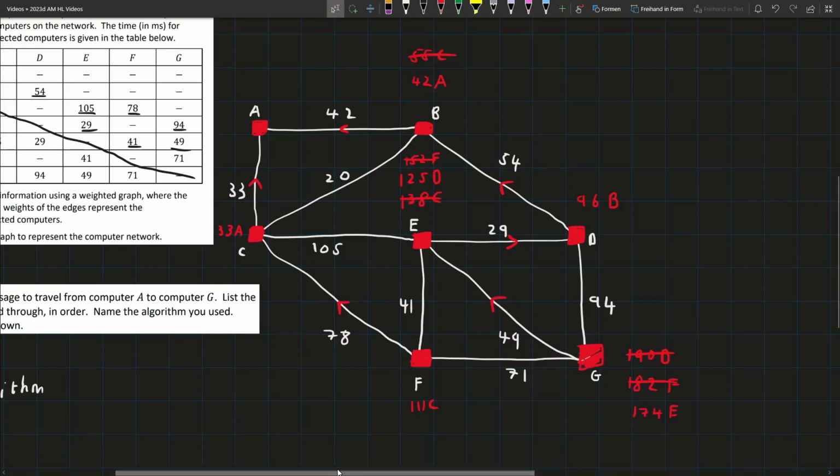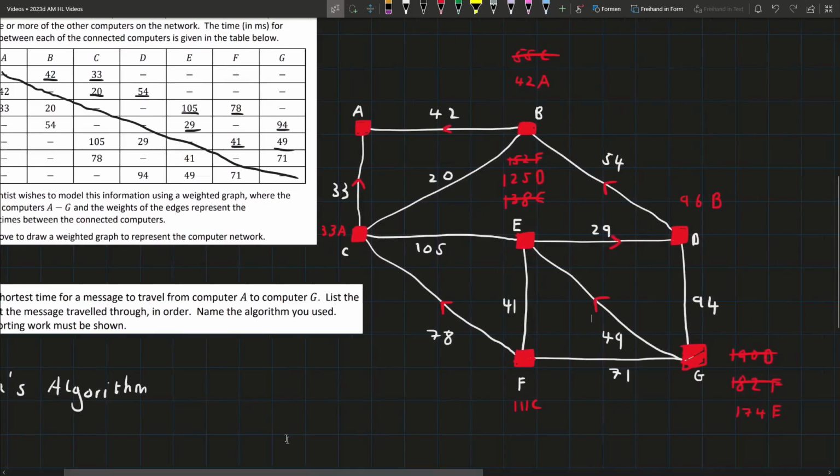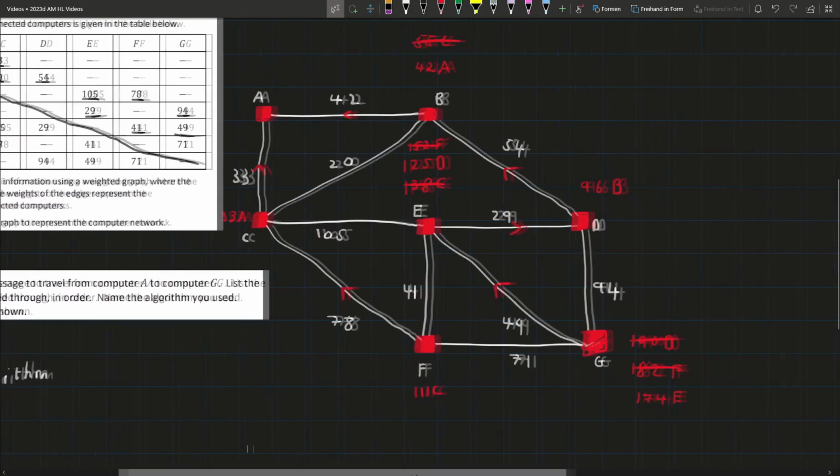So we're done doing the algorithm, and now it says list the computers that the message traveled through in order. Well, we actually have this in reverse, because we started from the end, that's kind of how Dijkstra's algorithm works, so we just have to reverse it.